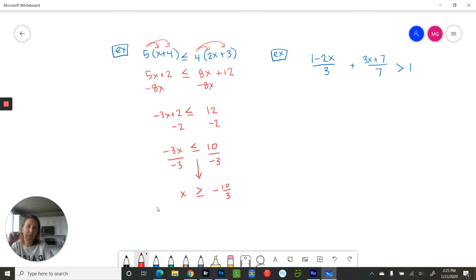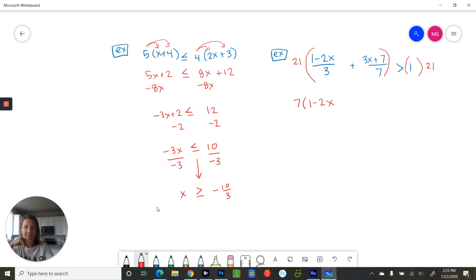Okay, here, the best thing to do when you want to get rid of denominators is to multiply everything by the LCD. So here I'm going to multiply both sides of the equation by the least common denominator. So 7 is a prime number, 3 is a prime number, so we're going to have to multiply both by 21. Okay, but what happens is when we multiply this by 21, the 3 is going to cancel, and we're left with 7 times 1 minus 2x.